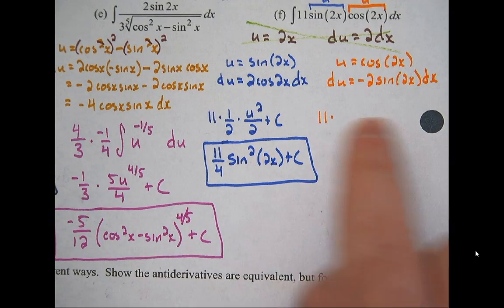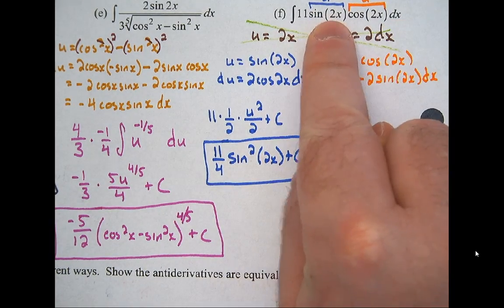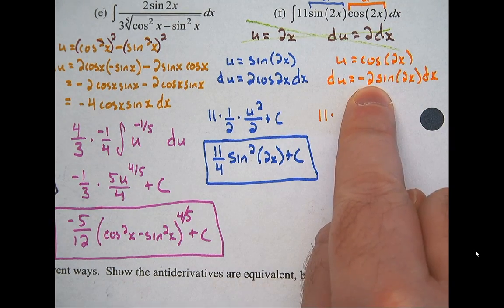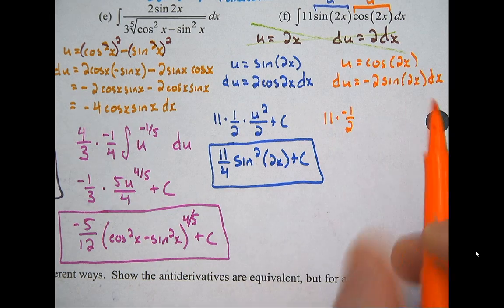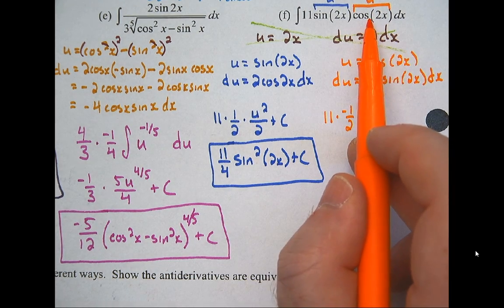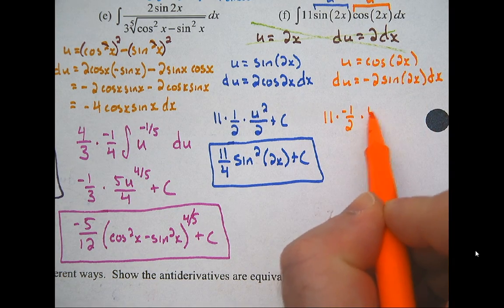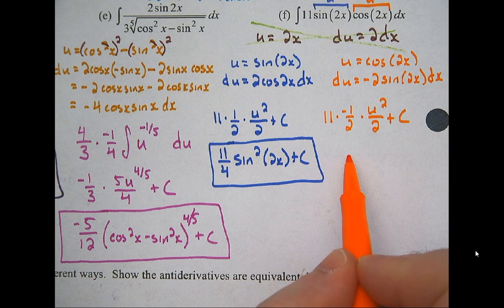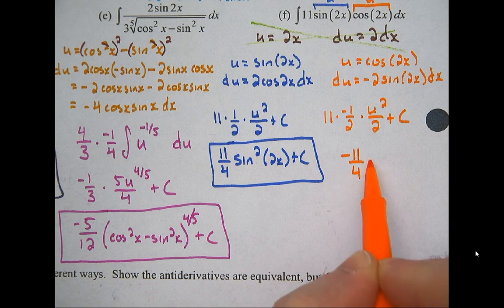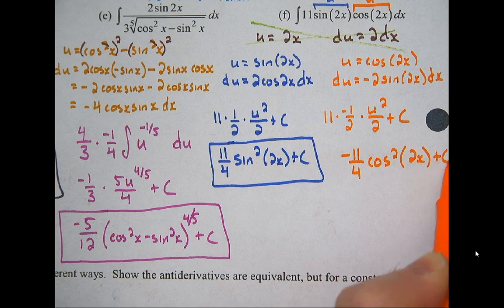Okay, so any corrections? So I've got my 2x, my sine of 2x, and my dx is going to roll into a du, but I need a negative 2, so I need to correct that with a negative 1/2. My u is cosine of 2x, so what's the integral of u? It's u squared over 2. Don't forget your constant. So I would get negative 11/4 cosine squared of 2x plus c.